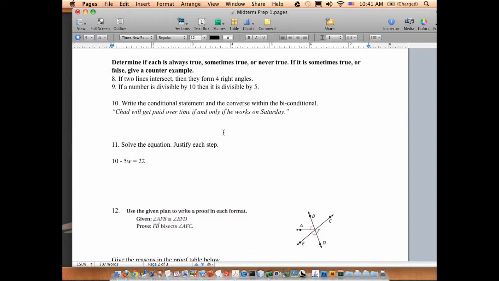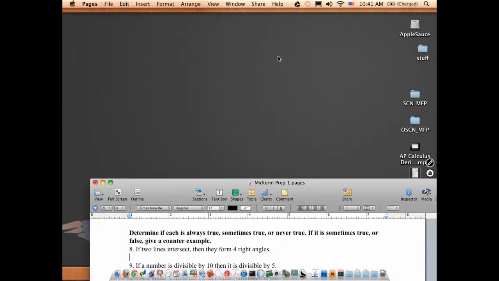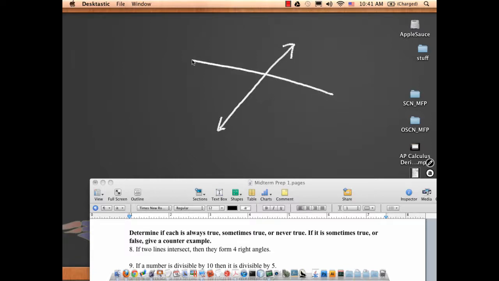Determine if each is always true, sometimes true, or never true. If it's sometimes true or false, give a counterexample. So if two lines intersect, then they form four right angles. Sometimes true. What's a counterexample to it being always true? Well, here's a counterexample right here. This right here, I'll say is 110 degrees. So how much does this angle have to be right here, if that's 110? 70 degrees. And that's all you need. A picture right here is a perfect counterexample.